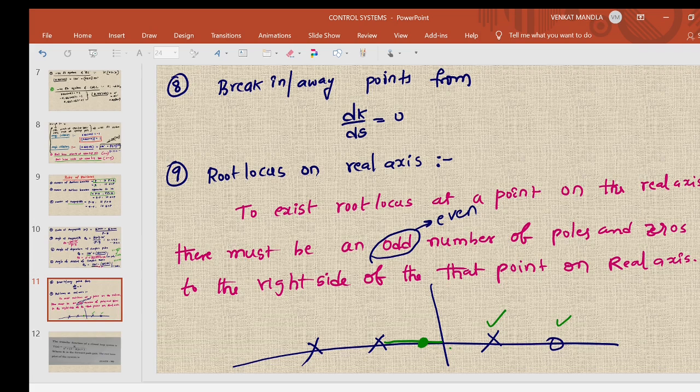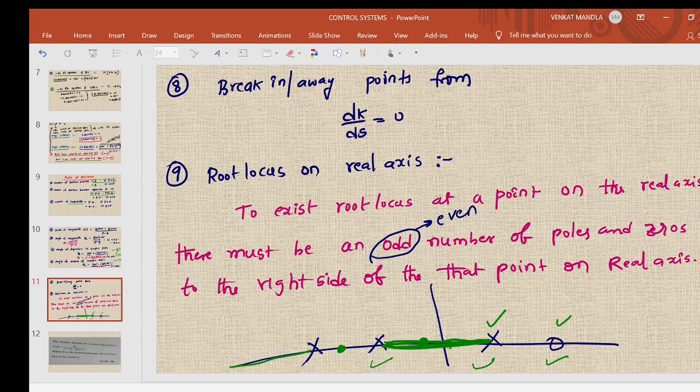So there exists this path. It is the complementary root locus of a negative feedback system. But here in this part, we have 1, 2, 3, an odd number. So we don't have any path. That is, the complementary root locus of a negative feedback system doesn't exist.